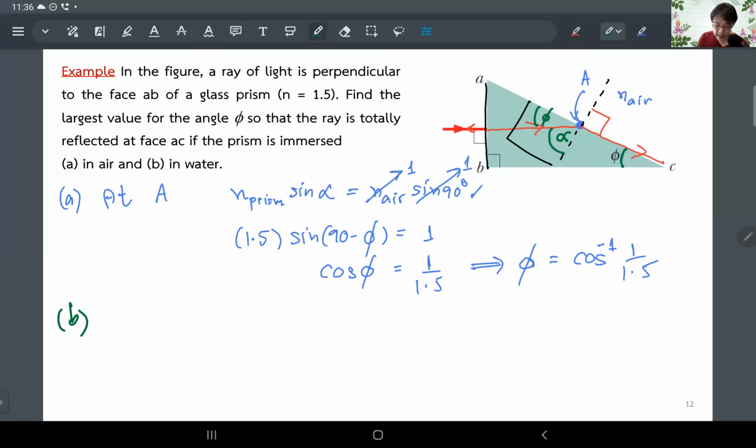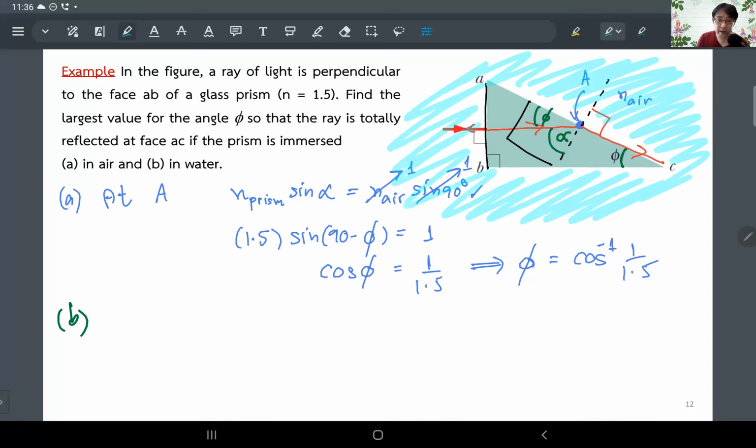except now the environment is replaced by water, which is fine. Water is supposed to be blue, I guess, so I can just turn this outside portion to be water. It's no big deal. The only thing you need to change over here is that n of the prism is still the same, sine is still sine of alpha. Nothing's changed. Outside, instead of air, you turn it into n of water. But you still set the outgoing refracted ray to be at an angle of 90 degrees, just the same.